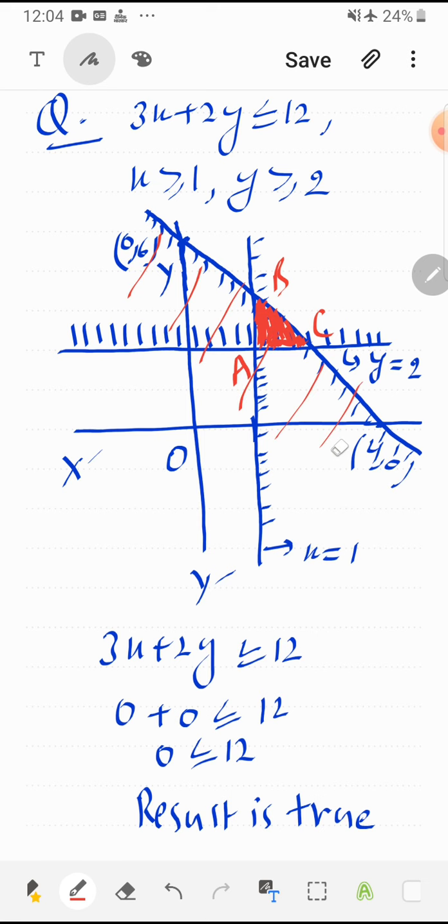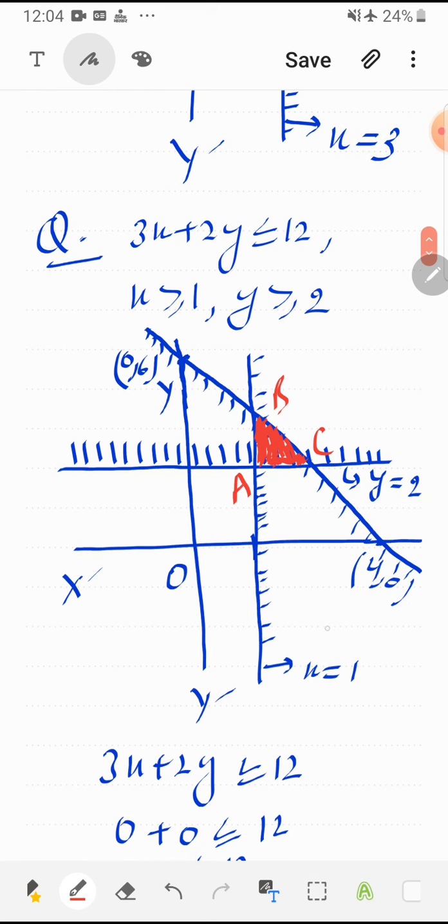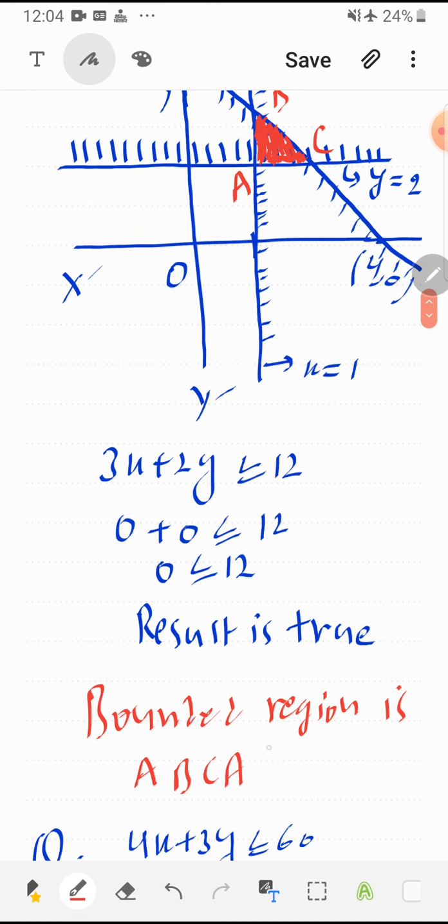Then the other inequalities, x greater than or equal to 1. So first of all, x is equal to 1, again a vertical line, and y is equal to 2, a horizontal line, and both are greater, that means shading is done towards the right hand side here and upward here, so that the final region of all the three inequalities will be the triangular region. And if I put the names A, B and C, then remember the final name will be A, B, C, A, because it is a bounded region.